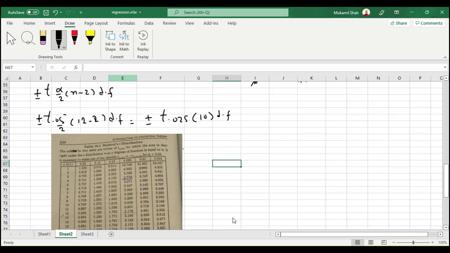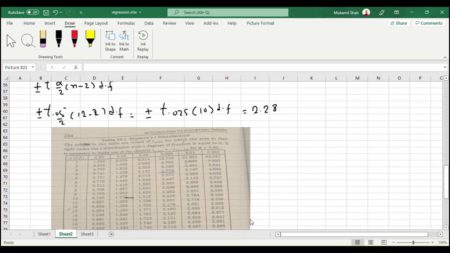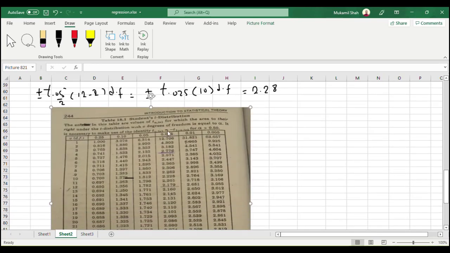So this is the value 10 and 0.025, 2.28, this is the t table, right? So if you want, you can increase its size. Now look at it, this 0.025 and this is 10, so its value is 2.28.